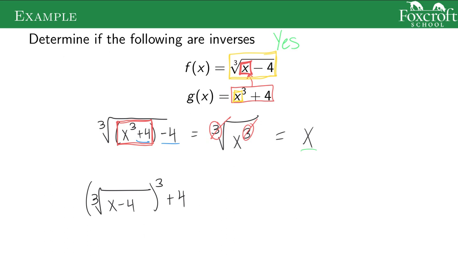Here, the order is going to be a little bit different, but the same ideas are going to happen. I have this cube being applied to this cube root. Like we just saw, those are opposites of each other. So the cube root and the cube cancel, and I just get the thing on the inside. Now the minus 4 and the plus 4 cancel, and I just get x. All right, so it doesn't matter which order you do it in. When you put one inside of the other, it simplifies to just x, and that means that they are inverses of each other.